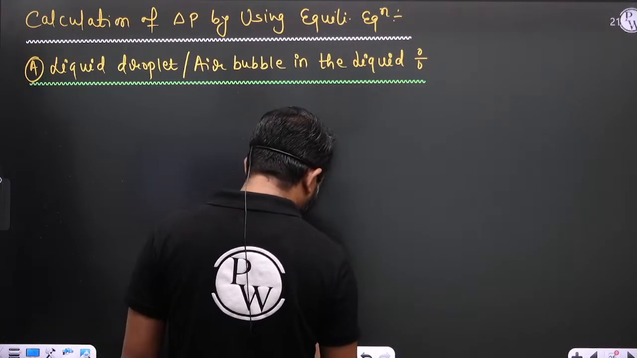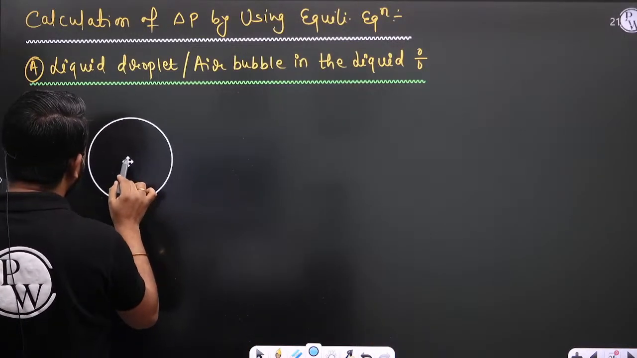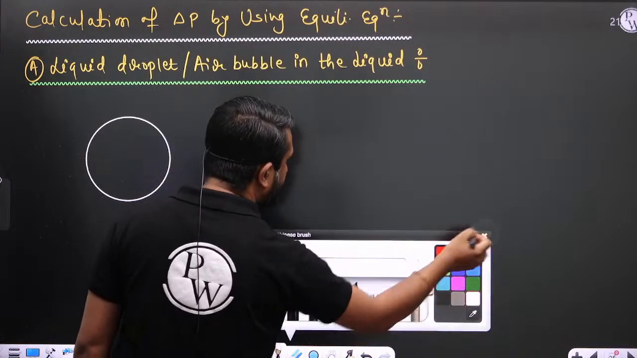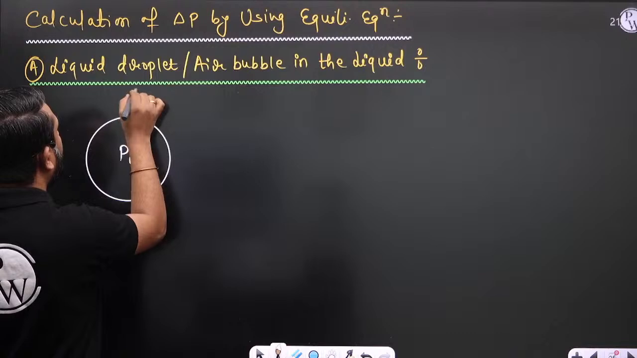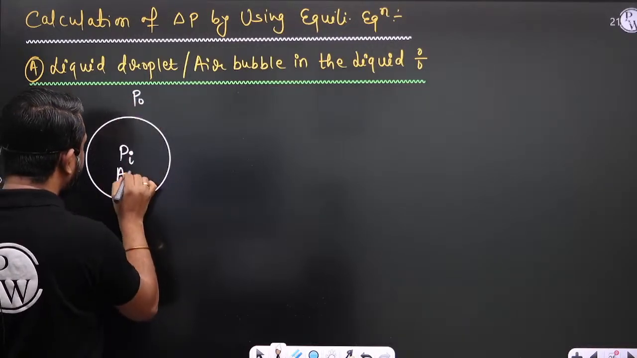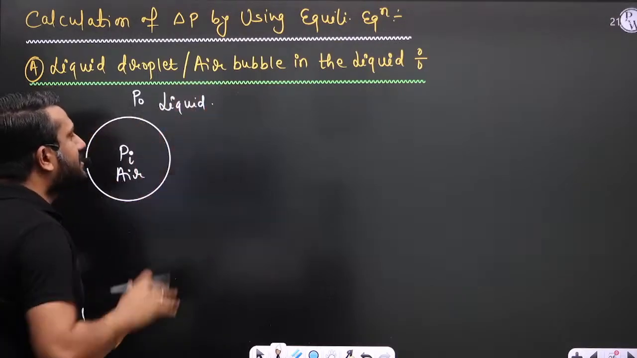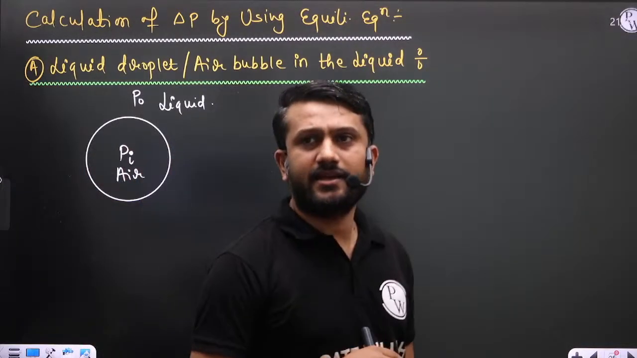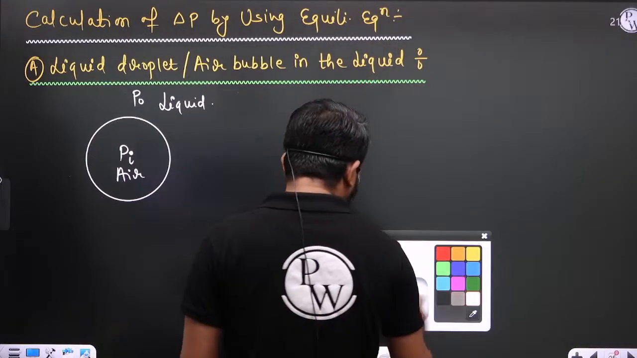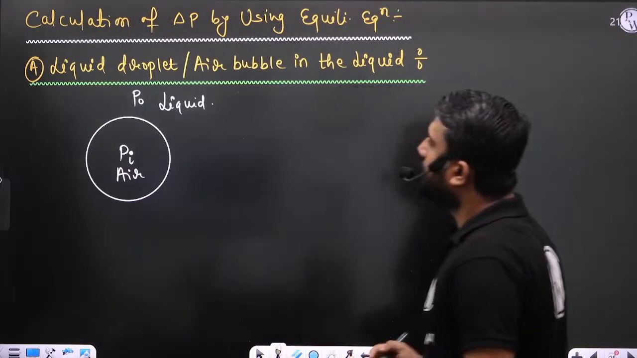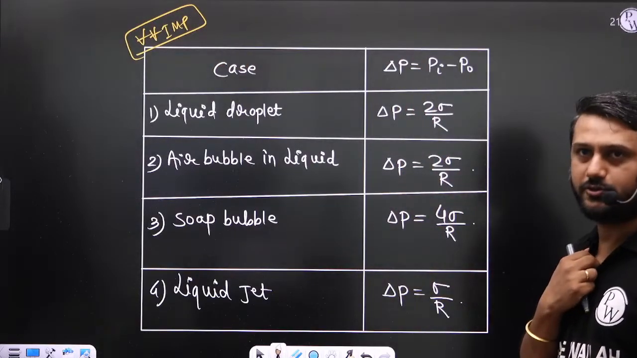So let us consider an air bubble in the liquid. So beta, this is your air bubble. Inside the pressure is Pi. Outside the pressure is P0. Inside there is air and outside there is a liquid. In both the cases, you are getting the same result. We can find out this expression by using the equilibrium equations also.